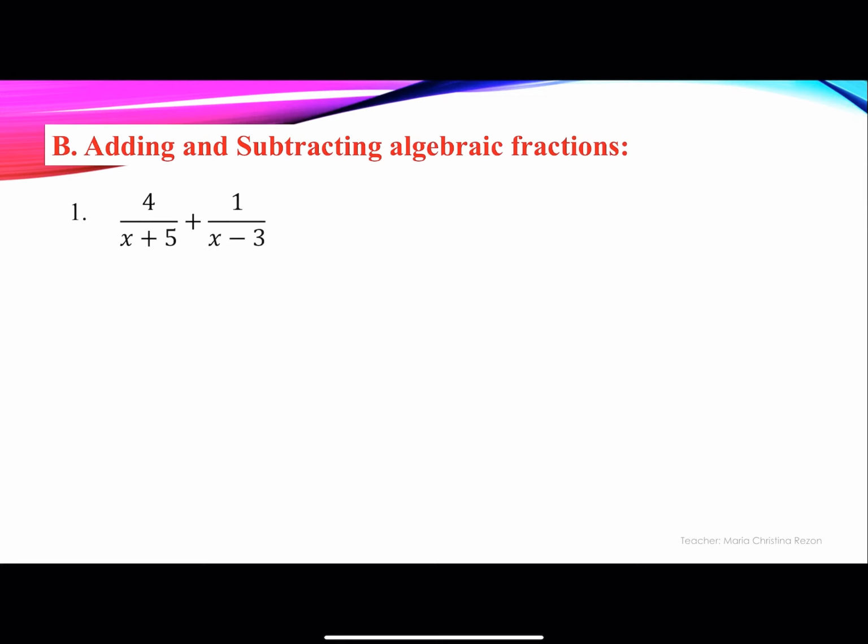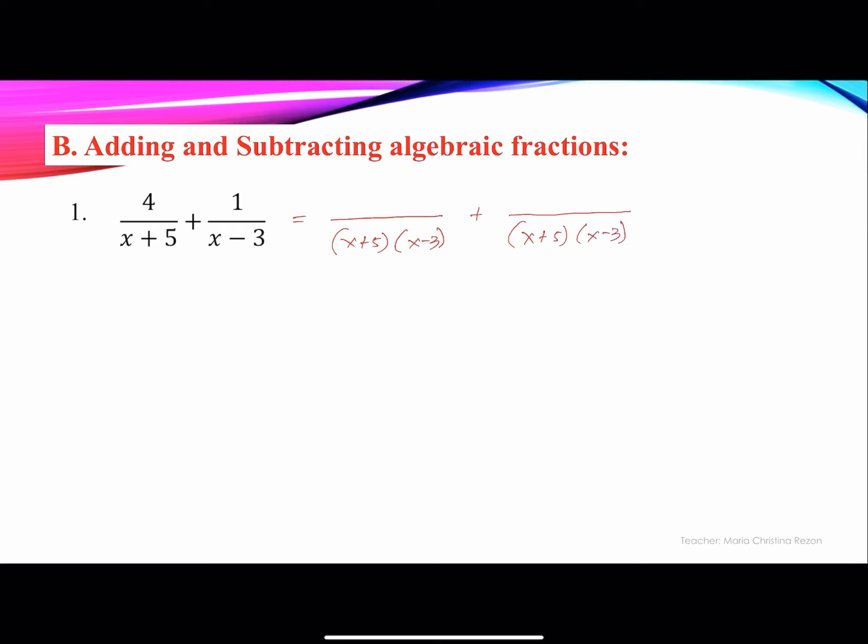Example 1. You have 4 over x plus 5 plus 1 all over x minus 3. If you notice, in our denominator we don't have a common factor. So what we do is multiply our denominators. That is just equal to x plus 5 times x minus 3, and then plus you have another one here, that is x plus 5 times x minus 3.